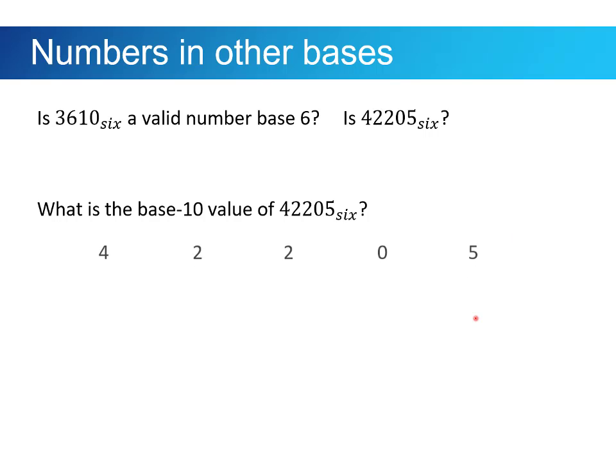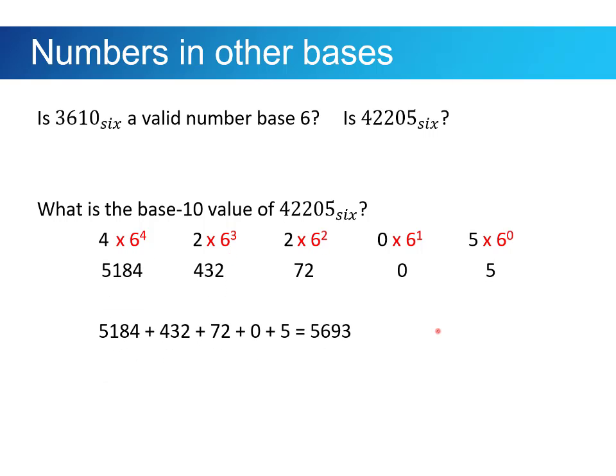So here we go. Let's multiply all of our digits by the powers of 6. Starting on the right, I multiply by 6 to the 0, and then moving left, times 6 to the 1, 6 to the 2, 6 to the 3, 6 to the 4. And when we do that arithmetic, and then add all those together, we get 5,693. Now I can legitimately say that number, that is our base 10 number.